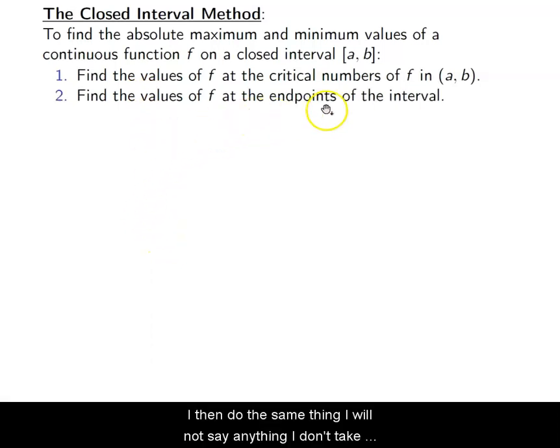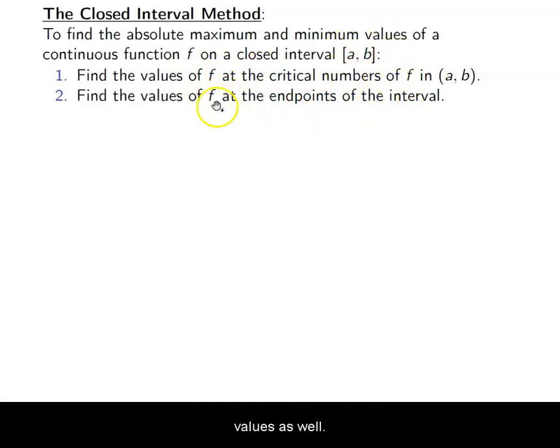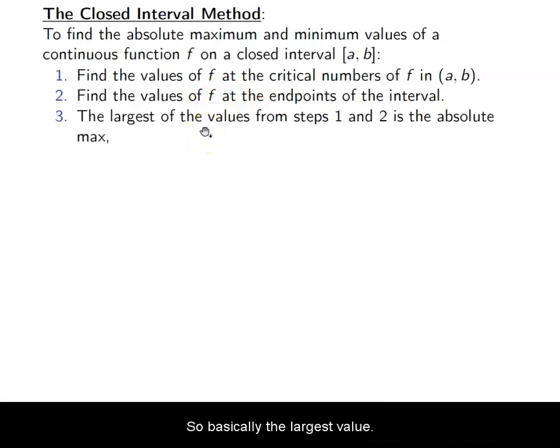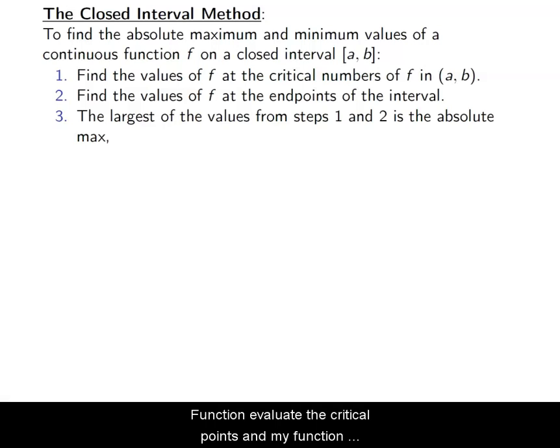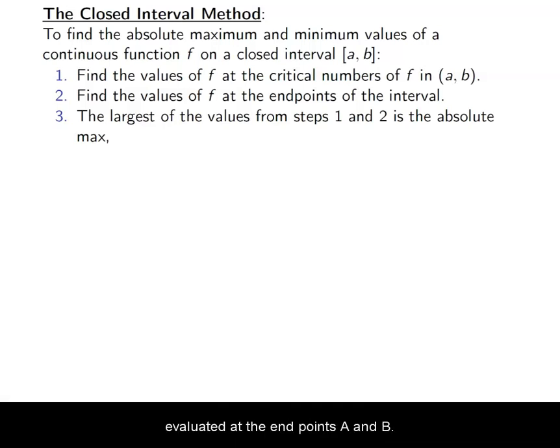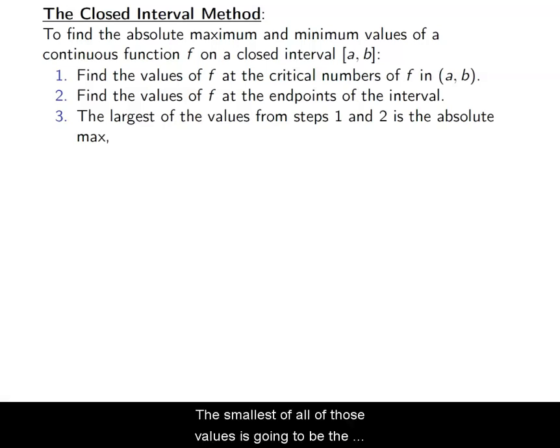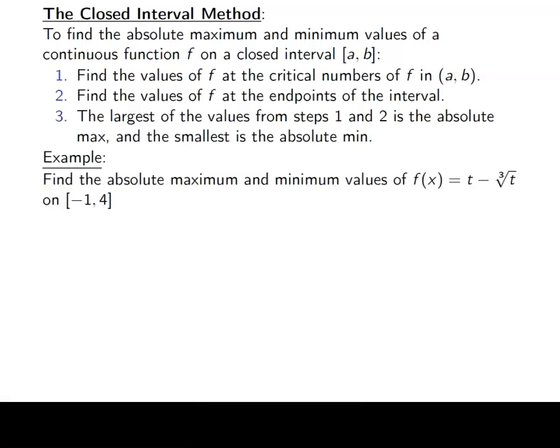I then do the same thing, well, not the same thing, I don't take the derivative, but I take the endpoints a and b, and I find their values as well. And so basically the largest value of the function evaluated at the critical points and my function evaluated at the endpoints a and b is my max. The smallest of all of those values is going to be the absolute minimum, right? So let's go ahead and do an example.